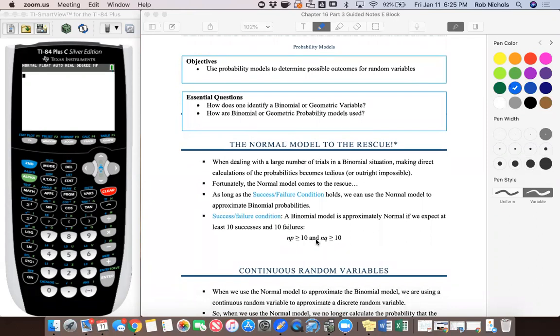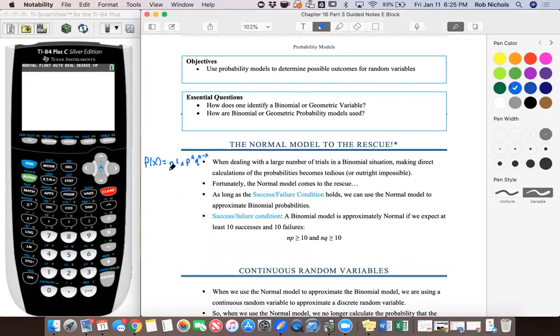Now, in this first bullet point, when we read this, it says, when dealing with a large number of trials in a binomial situation, making direct calculations of probabilities becomes tedious or outright impossible. So if you recall from yesterday's notes, the binomial probability model is basically this formula: probability of x equals nCx times p raised to the x times q raised to the n minus x.